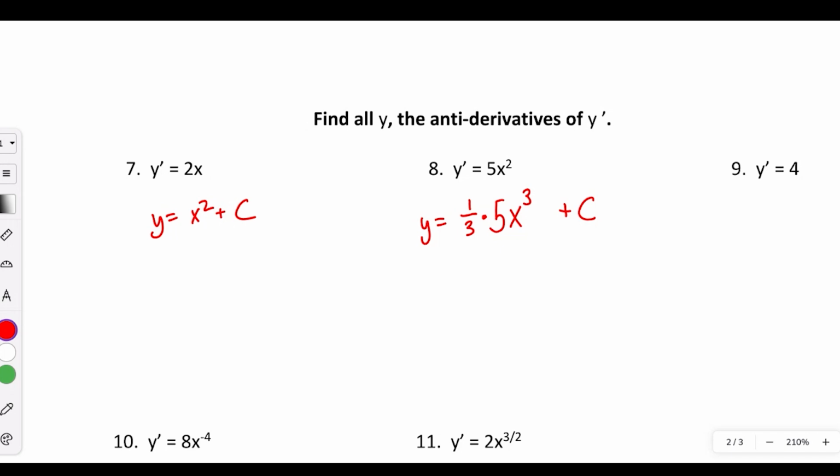If I were to start here and use the power rule to get back to the derivative, I bring down that exponent of 3. Right? And what's 3 times 1/3? 1. And so that will reduce to 1. 1 times 5 is 5.